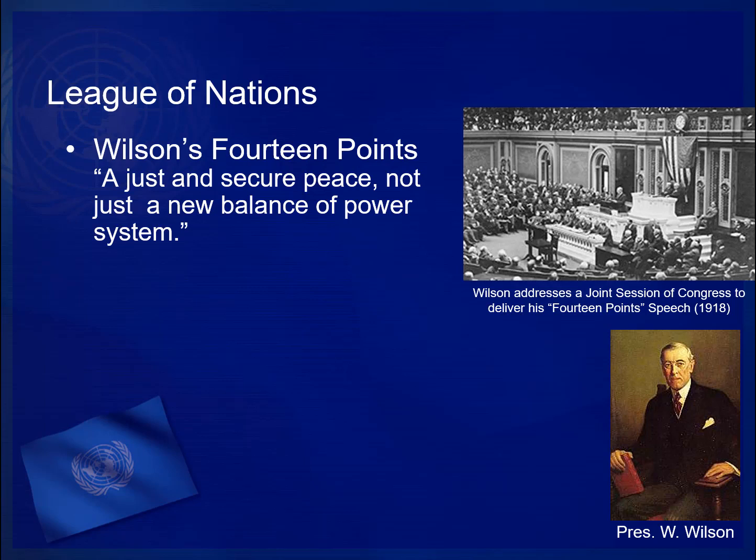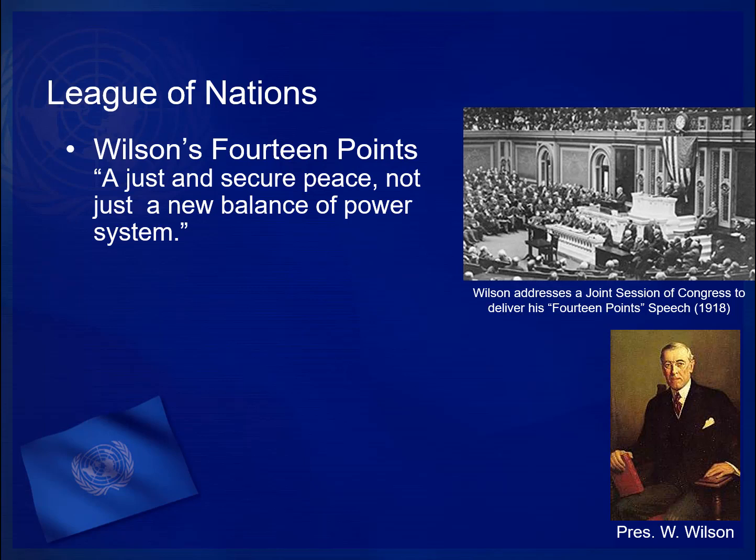These 14 points articulated a liberal institutionalist vision of the international order that would, in Wilson's opinion, set the stage for a stable system of international cooperation to prevent future conflict. In President Wilson's view, these 14 points laid the foundation for a just and secure peace and not just for a new balance of power system.